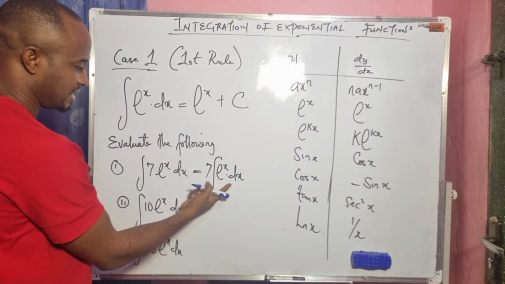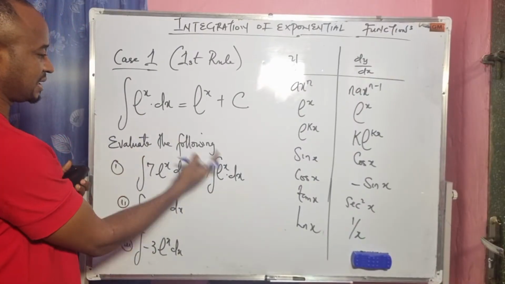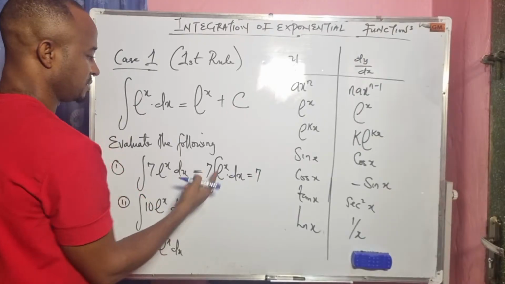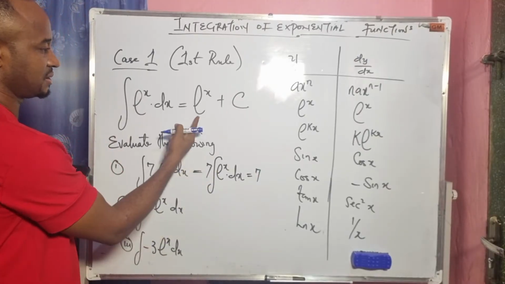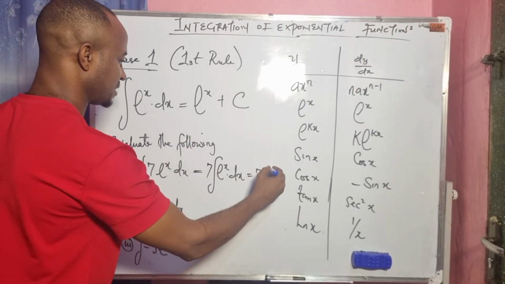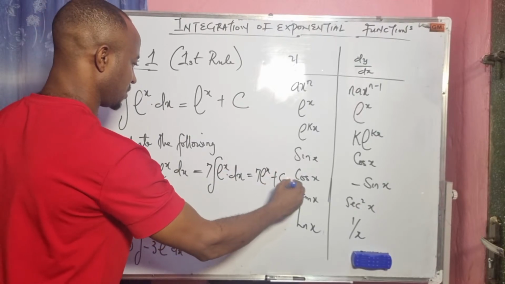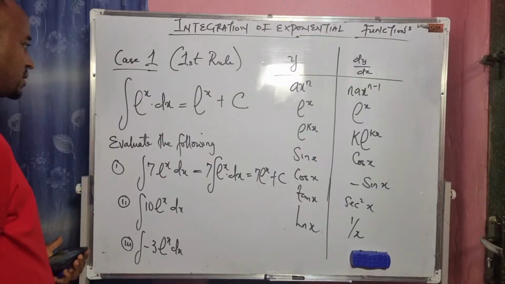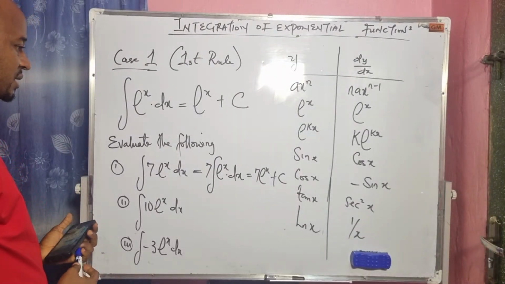So when we integrate this, look at it here. This is exactly what we have here, right? So that means the result becomes 7 times exponential x plus c. 7 exponential x plus c. That will be the result.